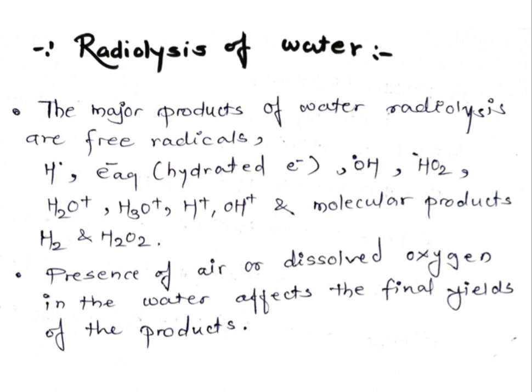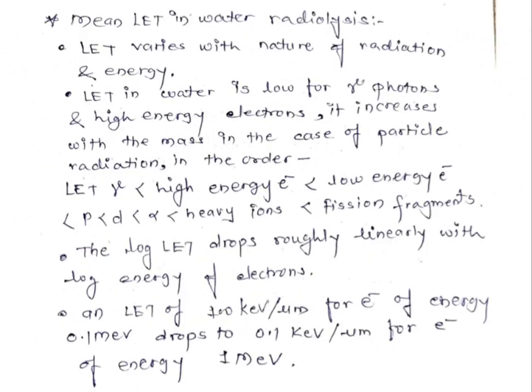So during the radiolysis of water, all these products will be formed, and the presence of air or dissolved oxygen in the water affects the final yield of the products. Simply, air or oxygen will affect the final yield of the products. So these are the products of the radiolysis of water. Now we will see the 6 to 7 steps which are involved in the radiolysis.